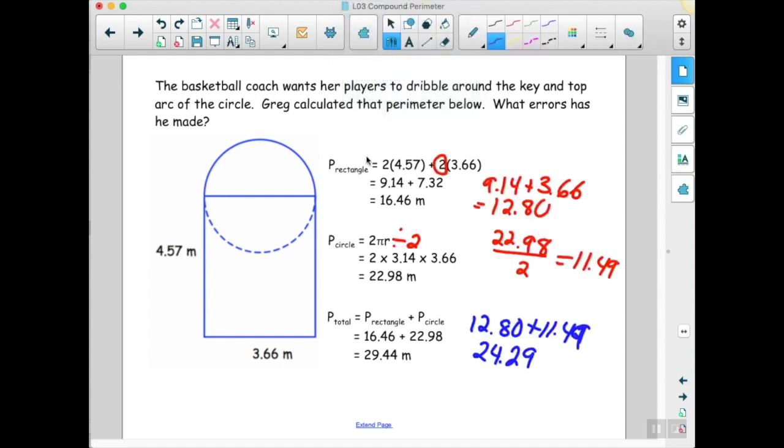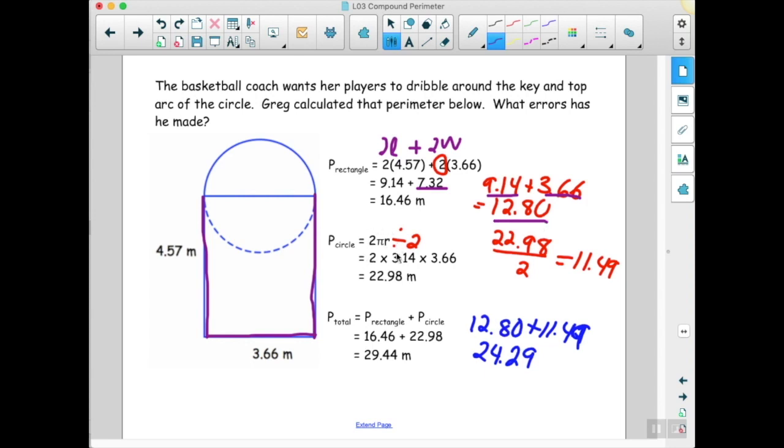All right, so taking a look here, this is definitely 2L plus 2W. So we're definitely going across 4.57 twice. That's definitely happening. But we're only going across 3.66 once. So this is incorrect here because that shouldn't be 2, there should be one of those. So the correct calculation is 9.14 plus 3.66, which is 12.8.